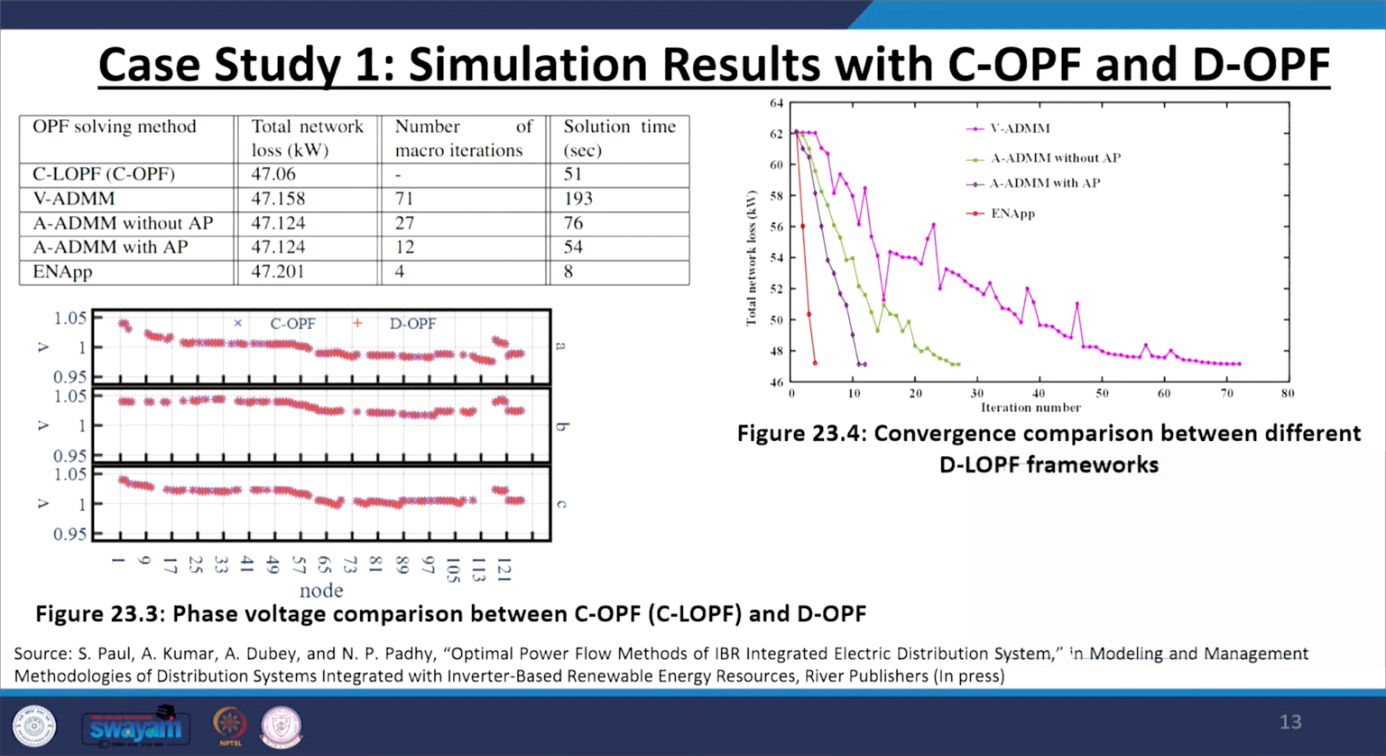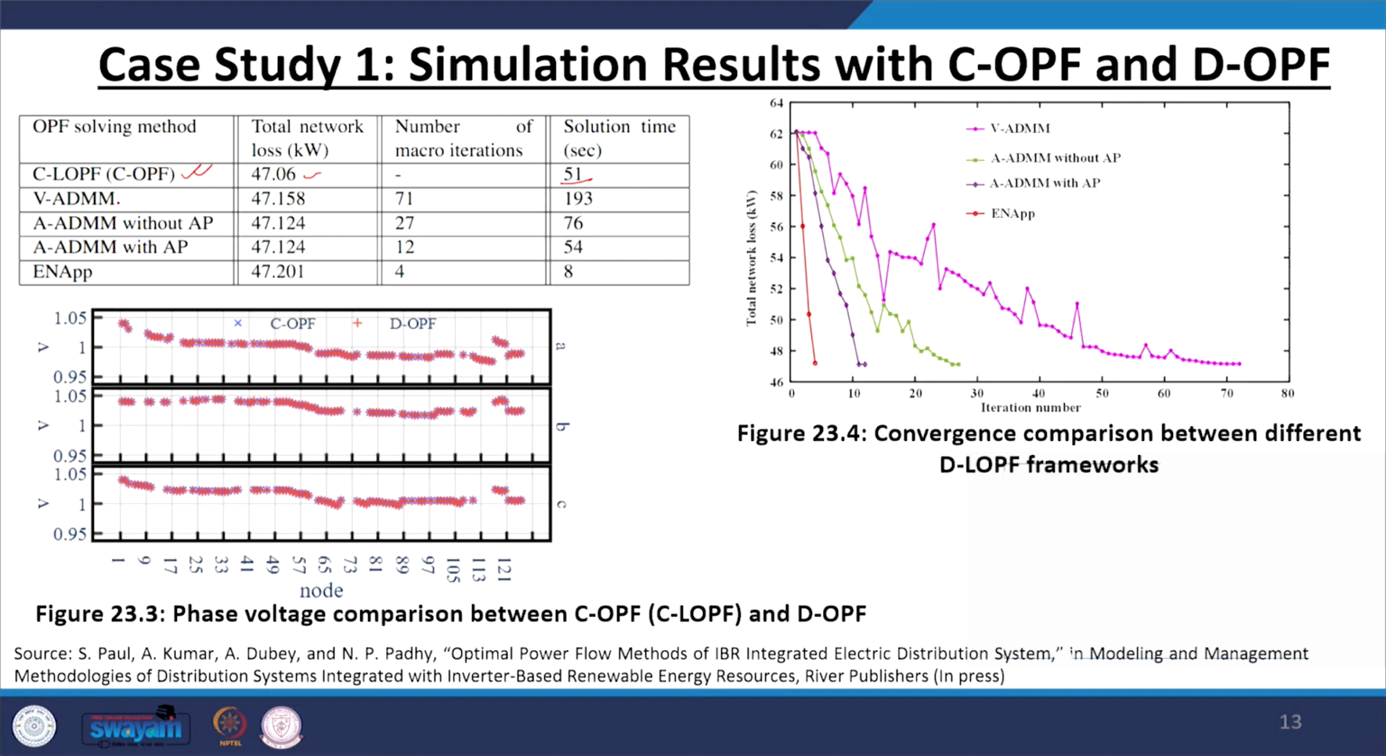So, these are the solutions. You see that this is the ultimate COPF solution. We will take the COPF solution as the base, because that is the ultimate, we have seen that it will give you the ultimate optimality level. Okay. So, if you take the COPF, you see that the total loss is coming out to be 47.06 kilowatt and the solution time is 51 seconds.